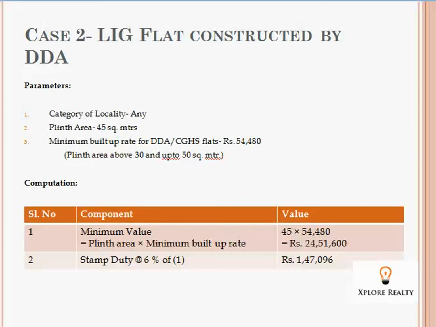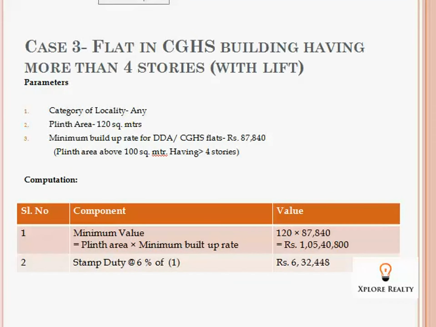and as per the percentage you will calculate the stamp duty. So in the third case study we are going to be discussing a flat in a CGHS building having more than 4 stories. Again, category is any, plinth area 120 square meters, and the minimum built up rate is 87,840 rupees, which is fixed for flats having more than 4 stories.